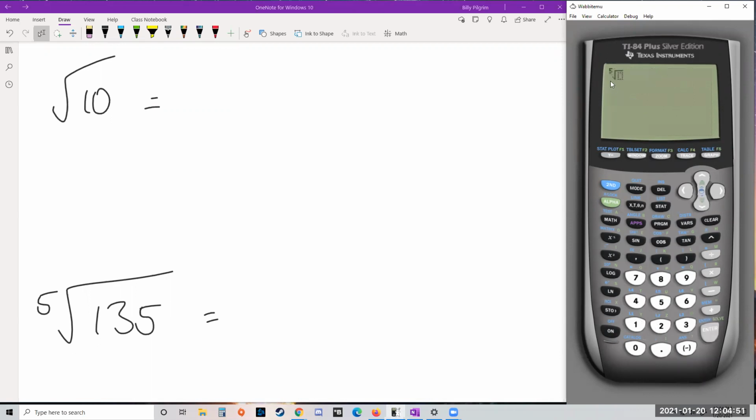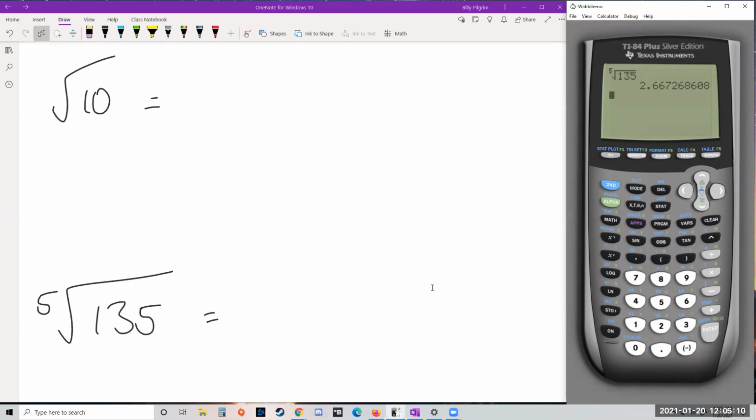So when I choose that now, since I already entered a 5 as my index, and then I chose the xth root, it's automatically reading this as the 5th root of. Again, your calculator might not output it exactly like this, but you should get the same answer. And then when you plug in 135, now we're taking the 5th root of 135.